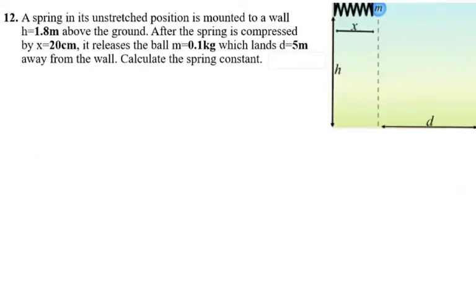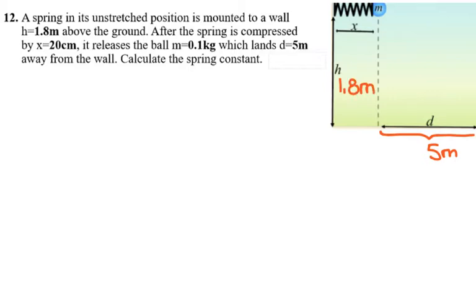Here's one last question for this video. A spring in its unstretched position is mounted to the wall at the height of 1.8 meters above the ground. After the spring is compressed by 20 centimeters, it releases the ball of mass 0.1 kilogram, which is landing 5 meters away from the wall. Calculate the spring constant. So I know that the distance is 5 meters, and I know that the height is 1.8 meters.